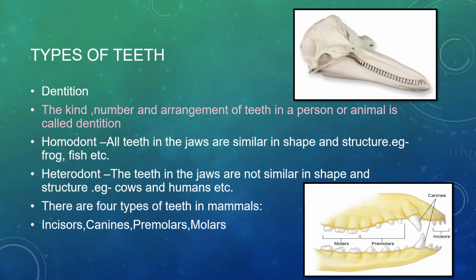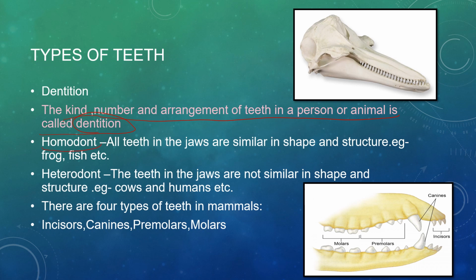Here first we will discuss what dentition is and what the types of teeth are. Dentition is the kind and number of arrangement of the teeth in a person or an animal. So the arrangement of the teeth in the jaw is called dentition. On the basis of dentition we have divided the types of teeth into two types.